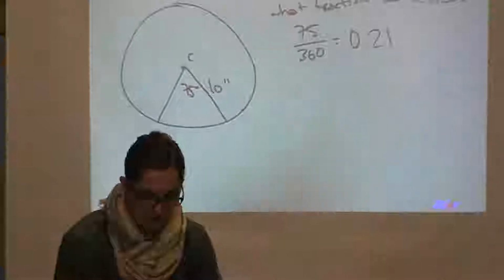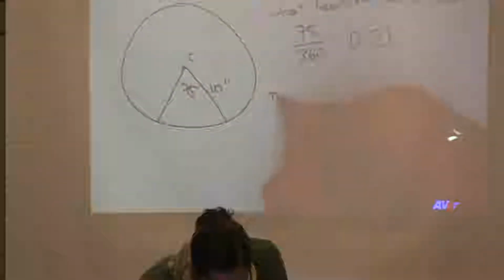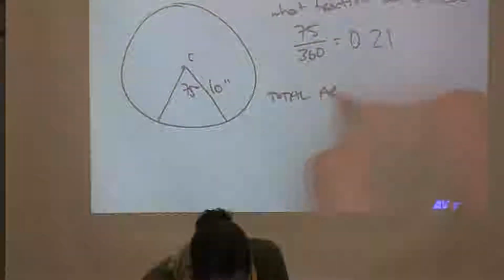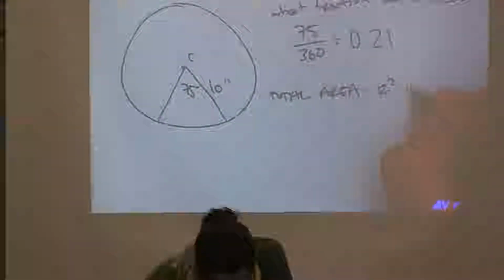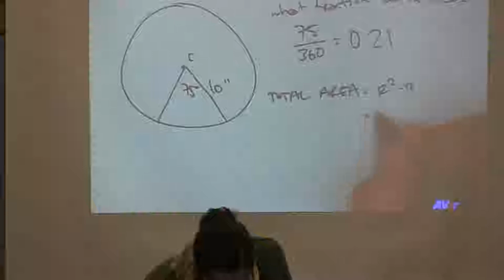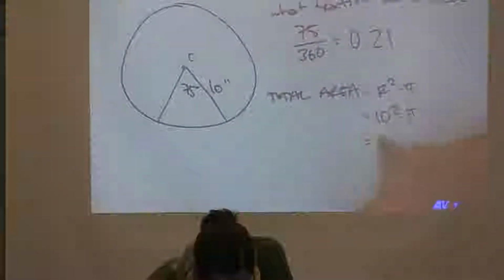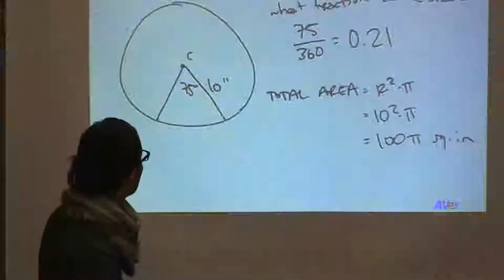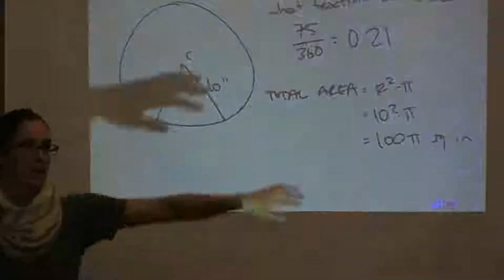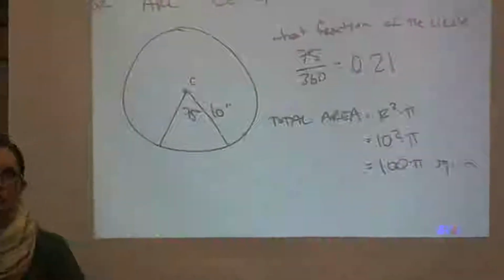So if I want to talk about sector area, first I need to figure out the total area. Now the total area for our circle, r squared times pi. We have a radius of 10. 10 squared times pi gives us 100 pi square inches for our total area. All right, area of the whole circle, 100 pi.